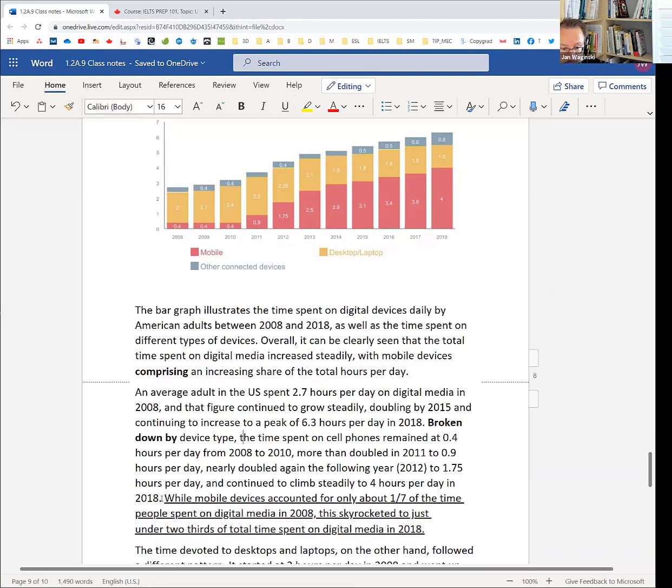Right? Okay. Notice that this is just description, description, description. And then the last part is the meaningful comparison.